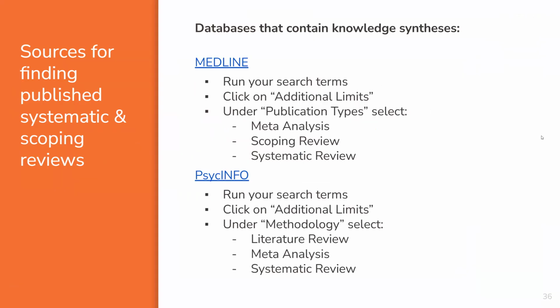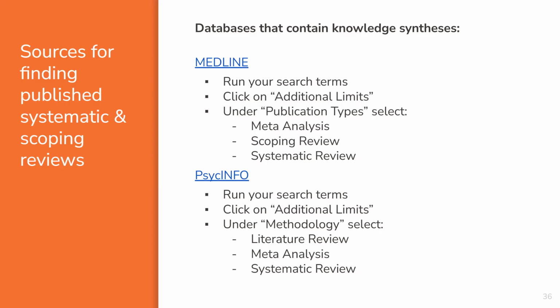Once you've searched both of those, you may also want to search databases that happen to contain systematic and scoping reviews. The first database you may wish to search is called Medline, and this is our main go-to medical database. When you're in Medline, you would put your keywords that relate to your topic into the search bar. Once you search for those keywords and combine them together to form your search strategy, you will be able to click on Additional Limits. Then, under publication types, you can limit your search to meta-analysis, scoping review, and/or systematic review.